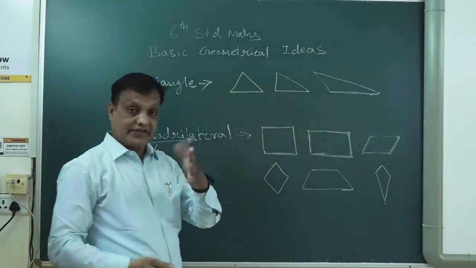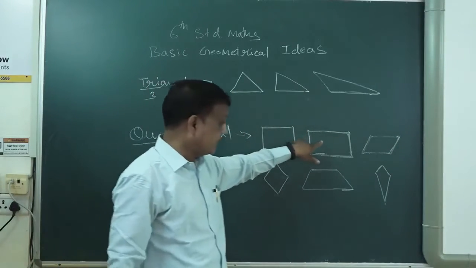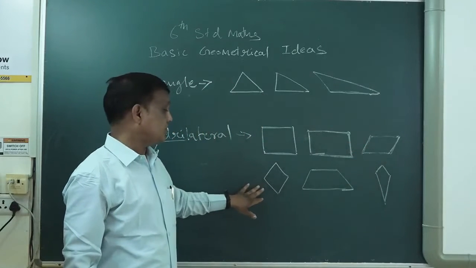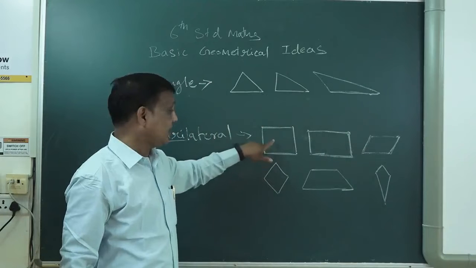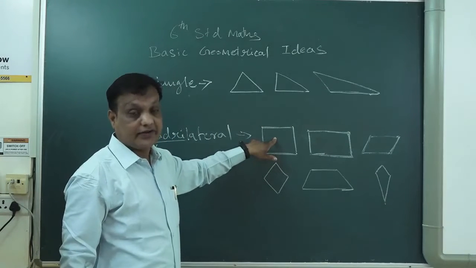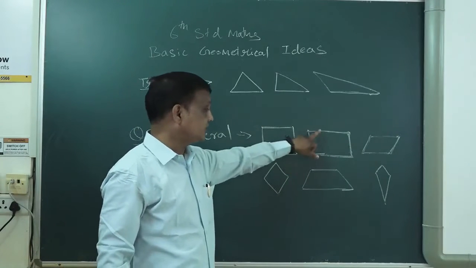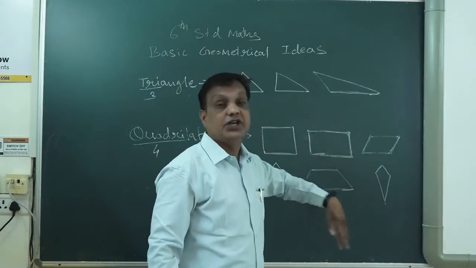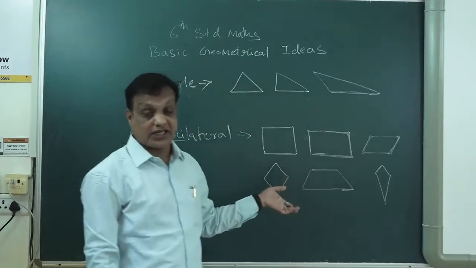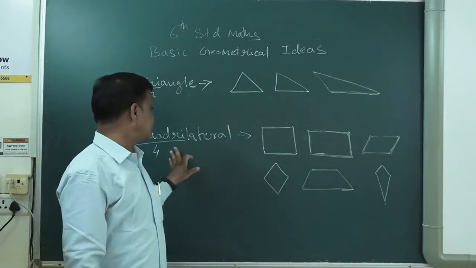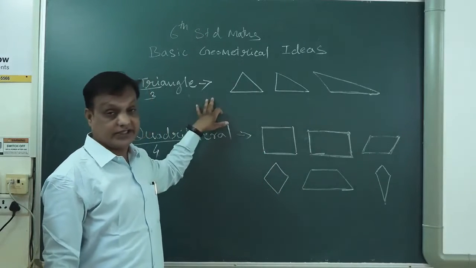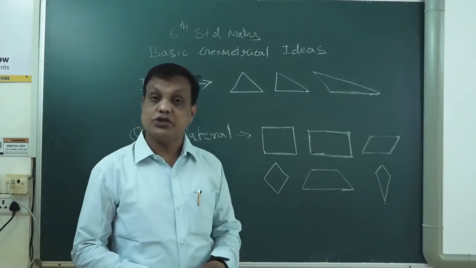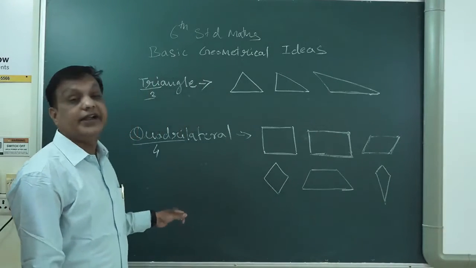But the names are given separately. This is a square. This is a rectangle. This is a parallelogram. This is a rhombus. In a rhombus, all 4 sides are equal like a square. In this one, 2 opposite sides are equal. This is a trapezium, and this is a kite. We will learn more about these parts afterwards. So I just showed this is a quadrilateral, this is a triangle. This all comes under polygons.